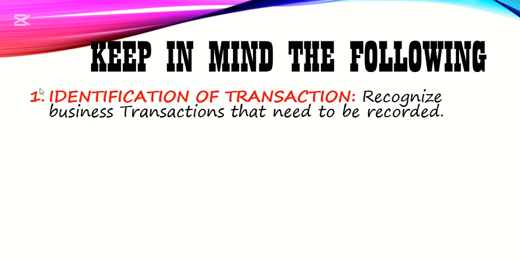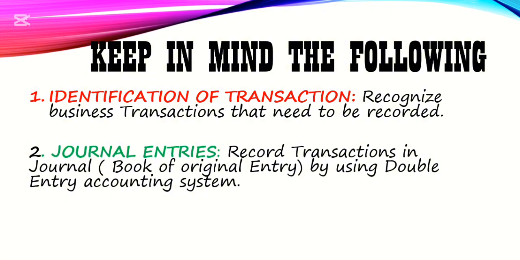So the first thing you need to do is identification. Just identify the transaction. From where? From source documents. Number 2, you need to call out what you call journal entries. You need to record transactions in the journal. When I say journal, it's a book of original entry where day-to-day business transactions are recorded in chronological order. But remember, we need to use what we call the double entry accounting system.